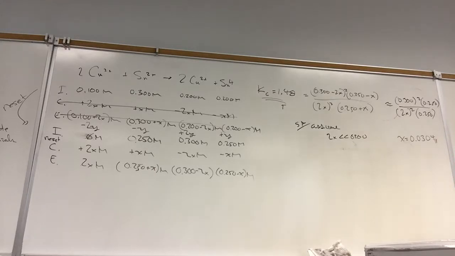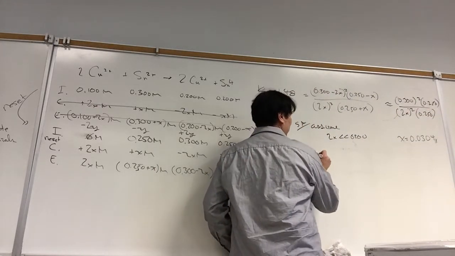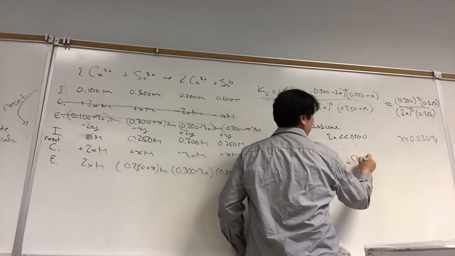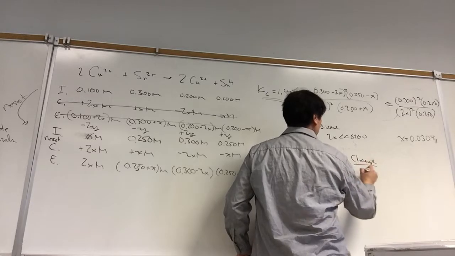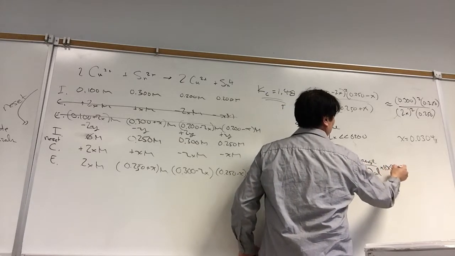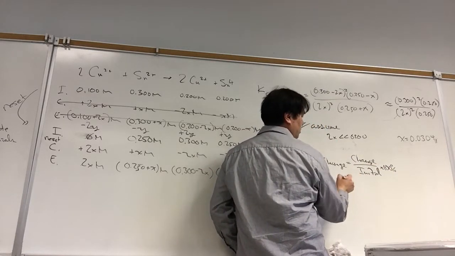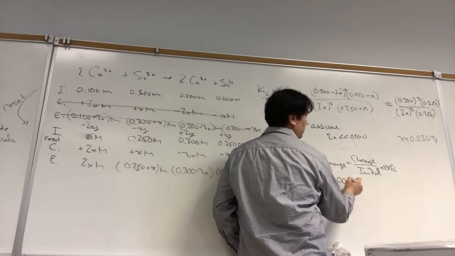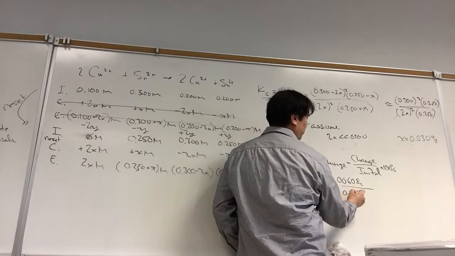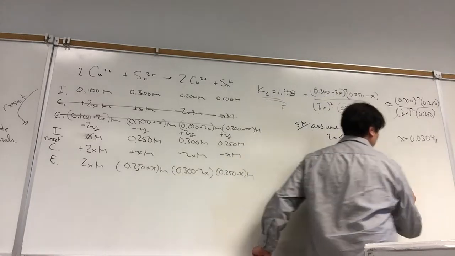All right, so now we need to justify this. We need to calculate the percent change. Percent change is equal to the change over the initial times 100. And the change is 2x, so let's double it. It's going to be 0.06082 over the initial, which is 0.300, times 100%.